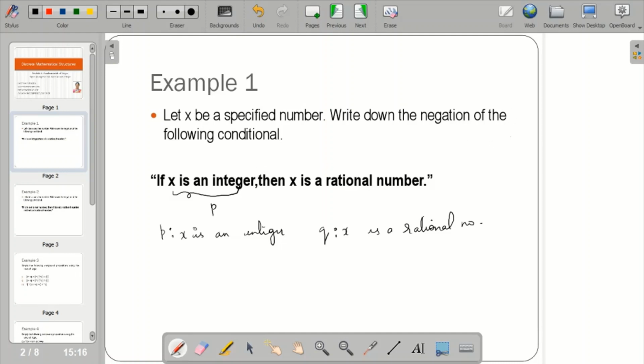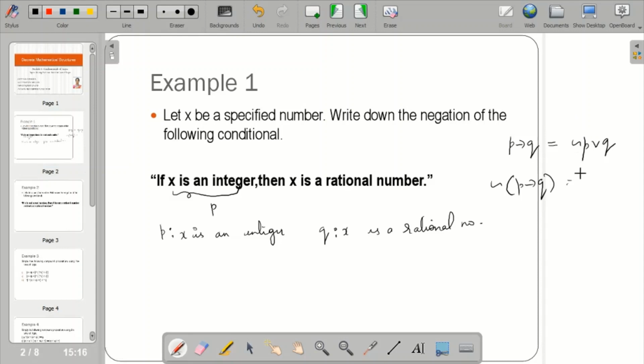So you know that p conditional q is based on the formula of the conditional. The formula is nothing but negation p or q. But the negation of this p conditional q will be the negation of this itself. So negation of p will give this, and if you apply negation on this side, this side also you apply negation. According to De Morgan's law, negation of negation p is nothing but p, and this symbol will be and, and this will be negation of q. So you know, p and negation of q.